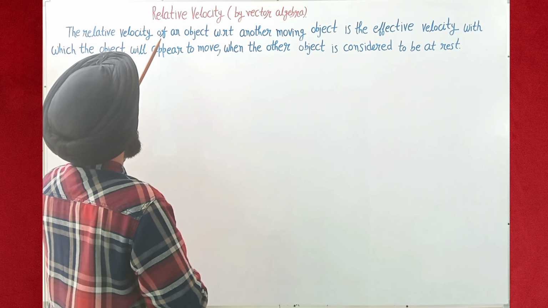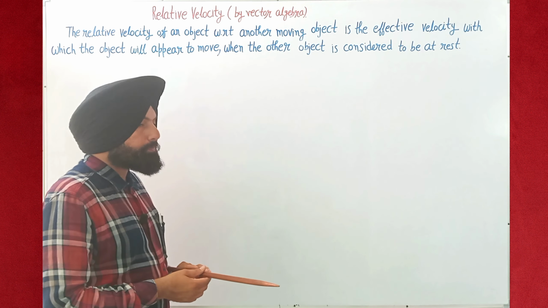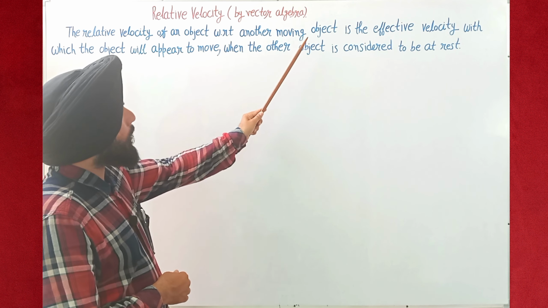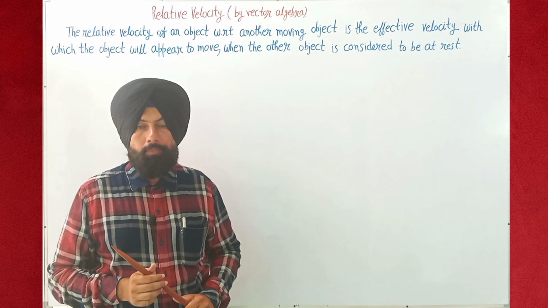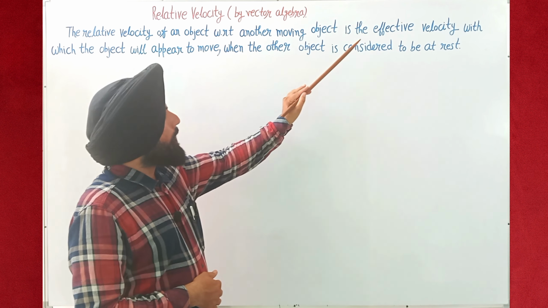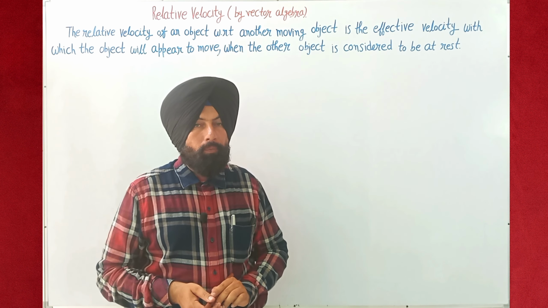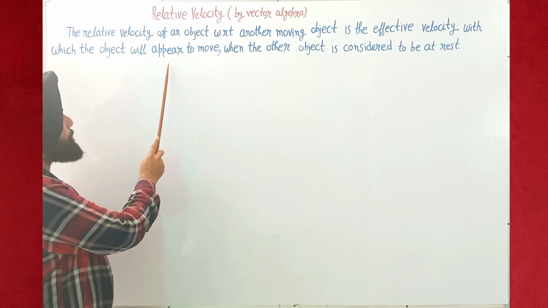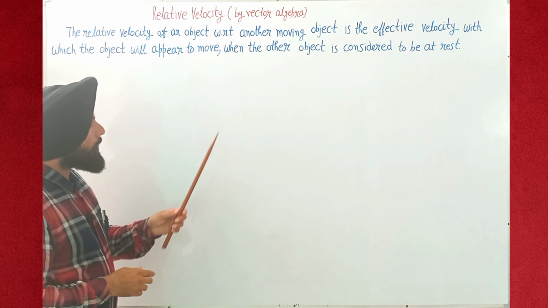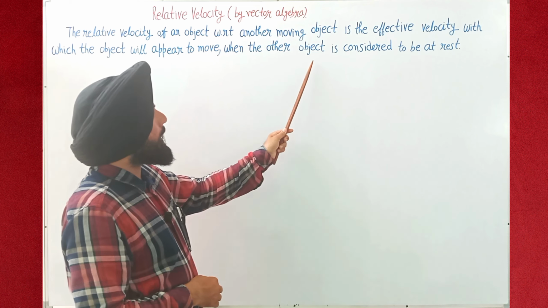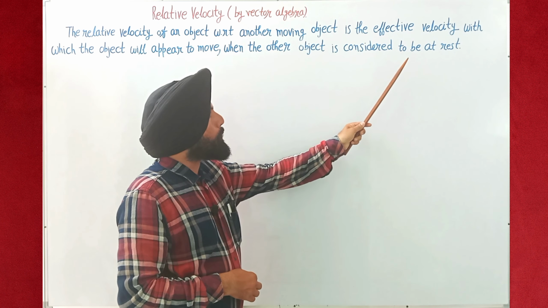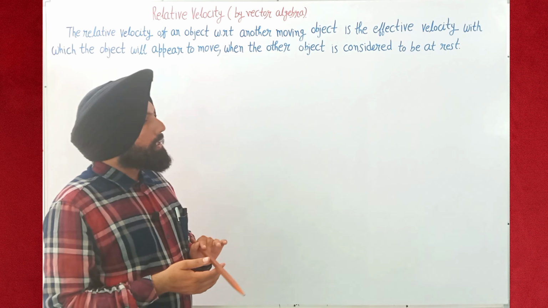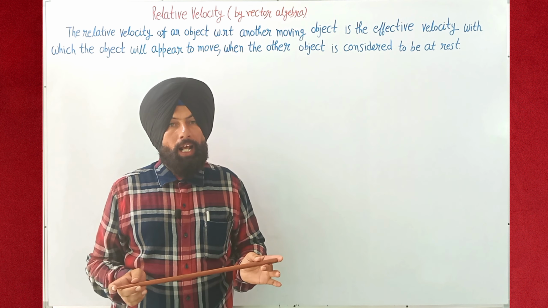The relative velocity of an object with respect to another moving object is the effective velocity with which the object will appear to move when the other object is considered to be at rest. So this is the definition of relative velocity.